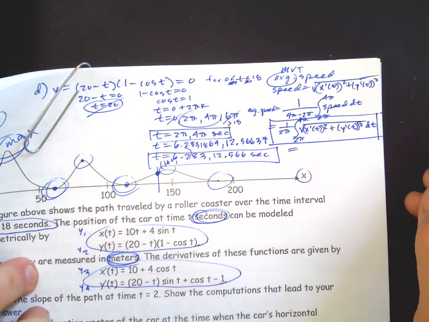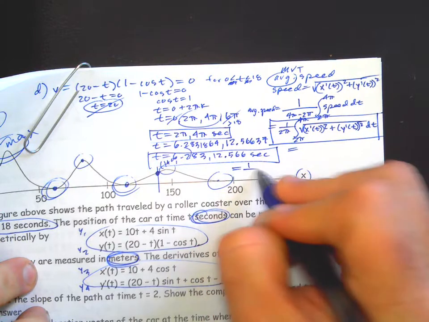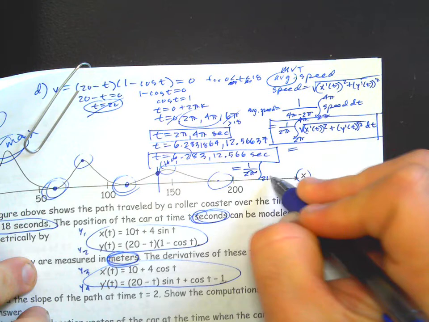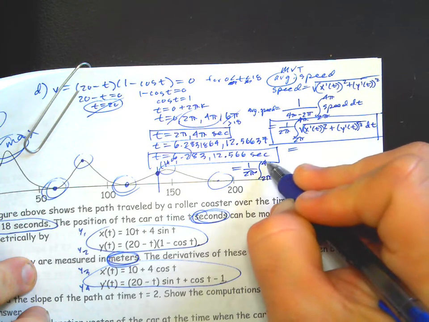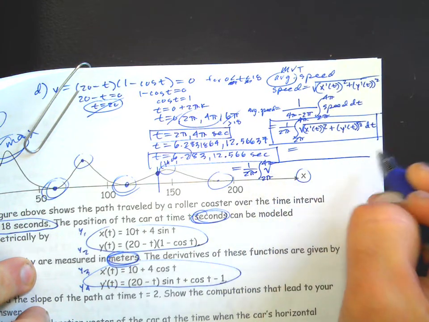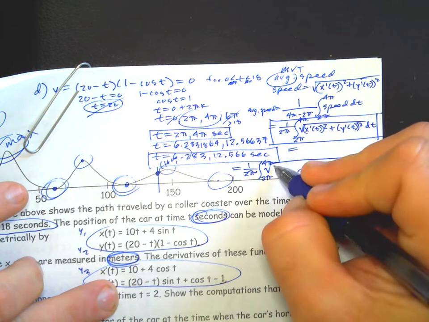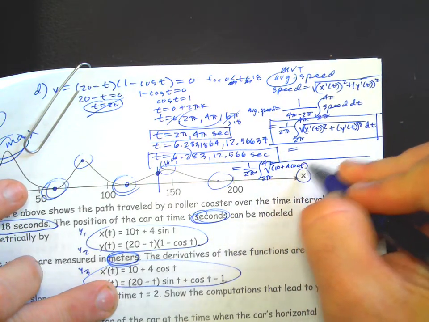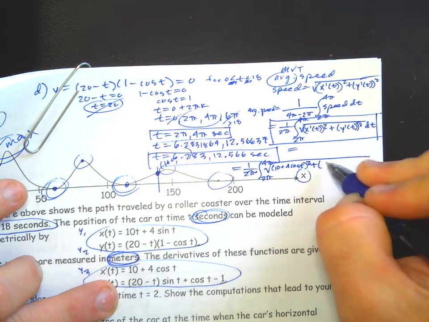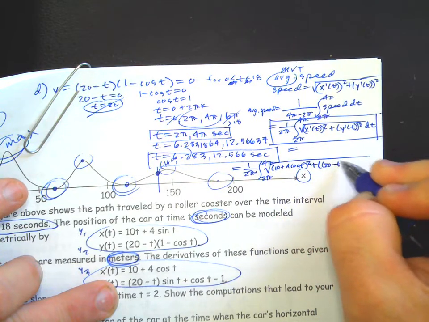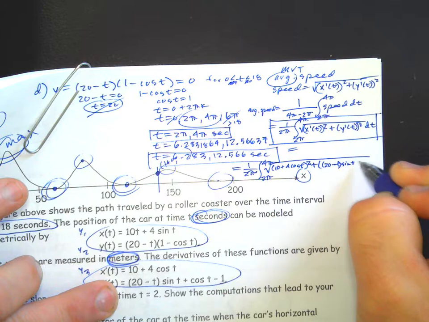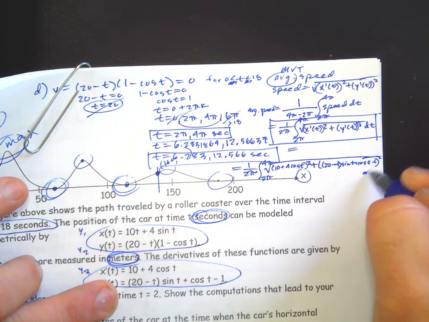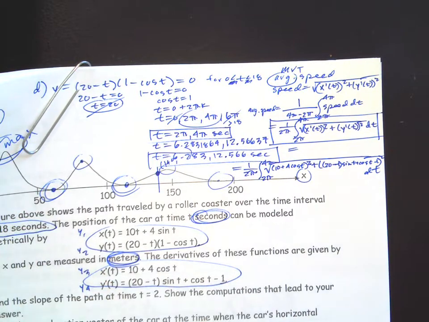Okay. I mean, we could write it, I guess nicer if you really want. And you could also put those decimals in there, which would be kind of annoying. So I kind of like the answers I got. But you could write all this stuff, 10 plus 4 cosine t squared plus 20 minus t sine t plus cosine t minus 1 squared dt. You could write that too if you want.